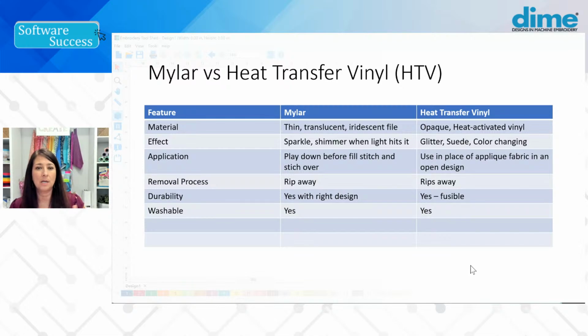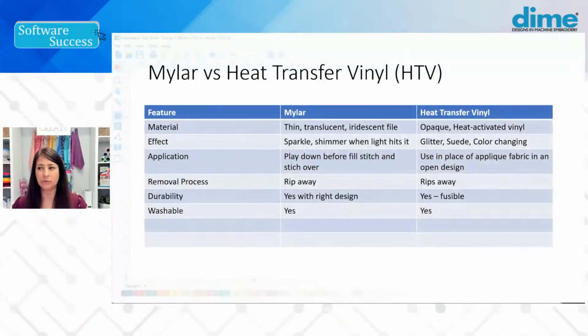The mylar is a thin, translucent, iridescent film. I misspelled there, it's not a file, it's a film. We stitch over top of the film so that we can see the sparkle through our embroidery. The heat transfer vinyl is an opaque film, and we generally stitch it in the place of an applique, so that we can see it shining through our design.